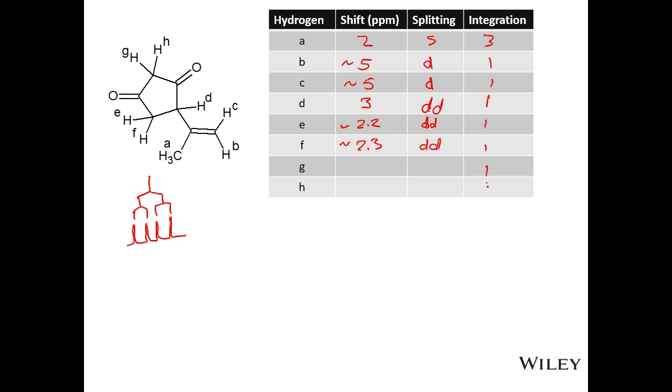Integration for 1. Next one's also 1. They only split each other, so they'd both be doublets. And again, between 2 carbonyls, we'd expect it maybe around 3.2 or so, both. So we'd expect something like this. The exact chemical shift you're not going to have, but you'd know the general region.